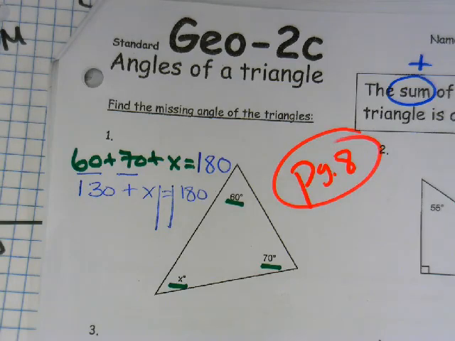Page 8 of our packet. Triangles equal 180. So I got 60 plus 70 is 130 plus x. So how do I move the 130? How do I move it to the other side?